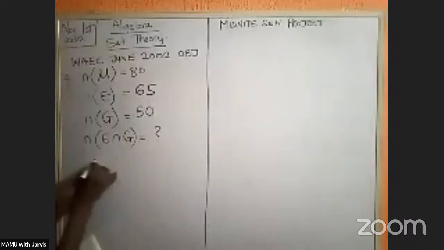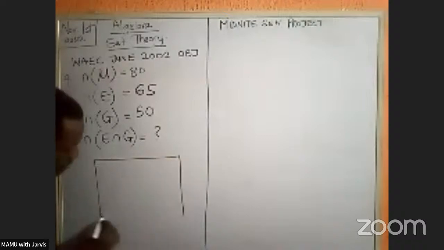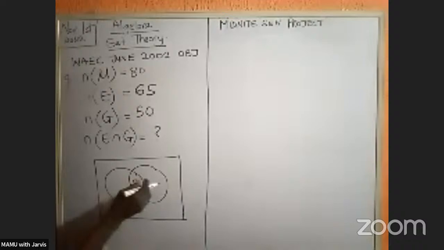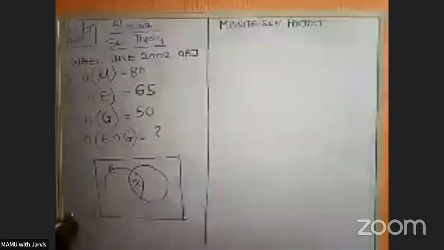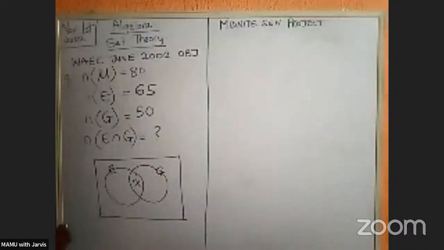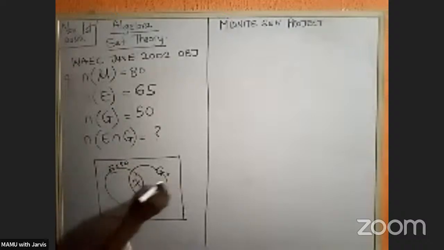Now, we're going to go ahead by trying to prepare what I call a Venn diagram. Something like this. The intersection I'm going to call X. That's where both will occur. And I'm going to call here E. I'm going to call here G. And as such, E will be equal to 50, and this G will be equal to 65.